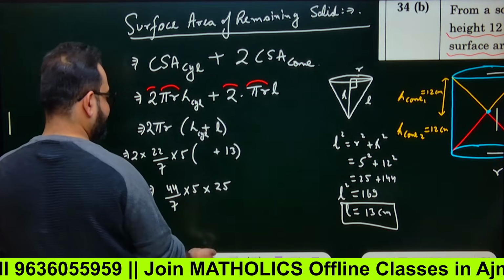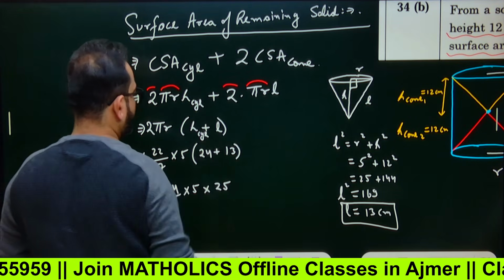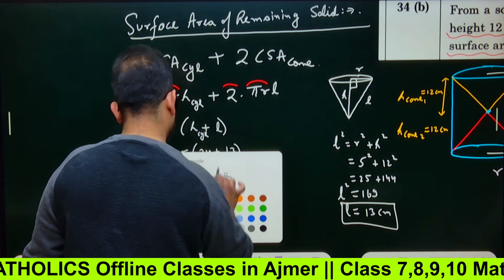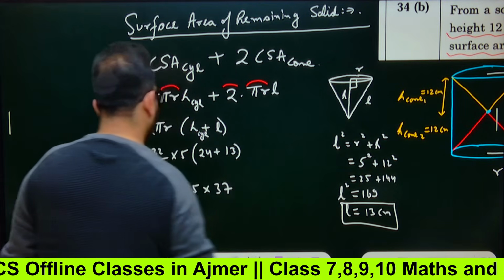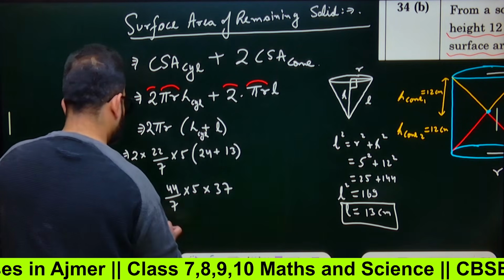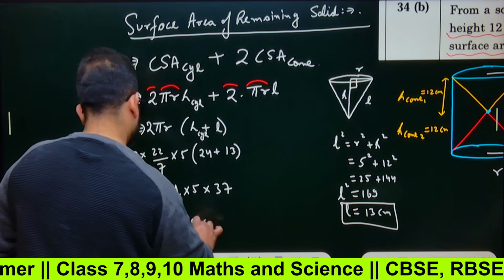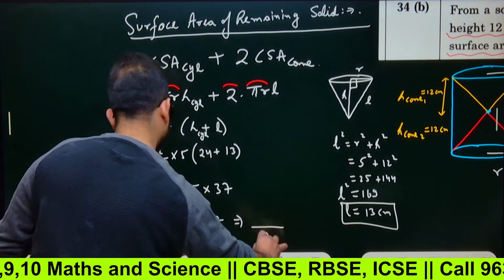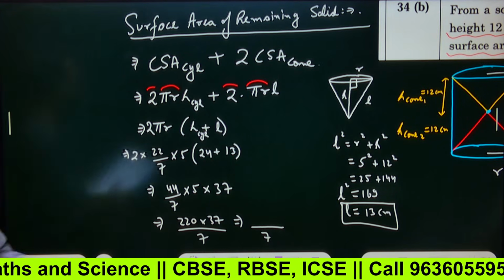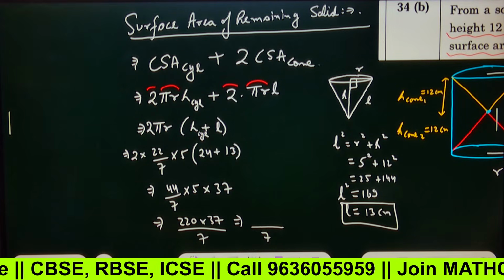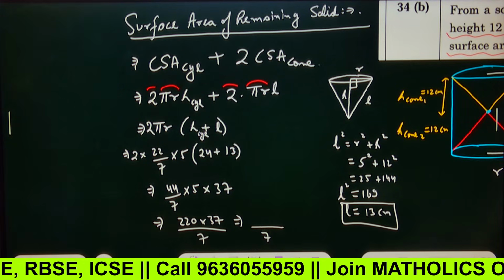Just put the values by seeing the diagram. Okay. Do not be in a hurry. So 24 and 13, it will be 37. Now calculate this thing yourself. I'm not going to do it. 44 into 5 into 37. That means 220 into 37 upon 7. Calculate this. What does this come to? And give your answer in points. I'm waiting for your answers.